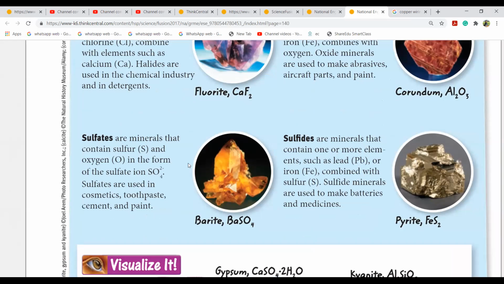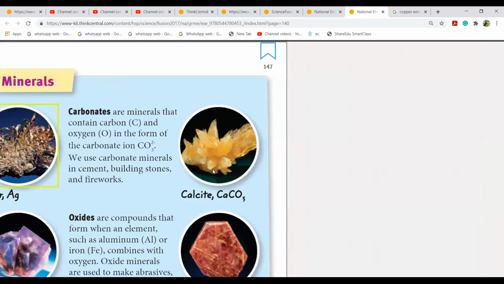Sulfates are minerals that contain sulfur and oxygen in the form of sulfur oxide. Sulfates are used in cosmetics, toothpaste, cement, and paints. Coming to carbonates, they're used in cement. I've shown you that in old areas, like in old villages, they don't paint the house properly, and if you stand next to the paint, it will come and stick to your clothes, that white color. That is nothing but carbonate materials.